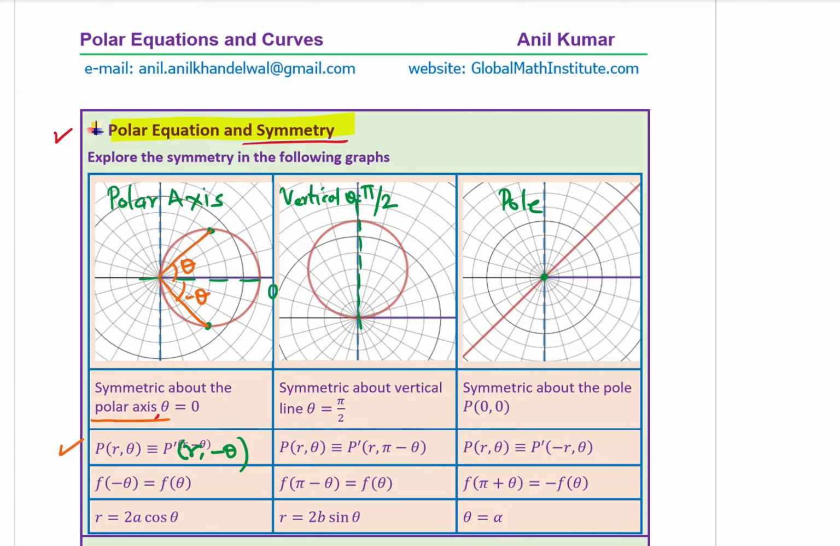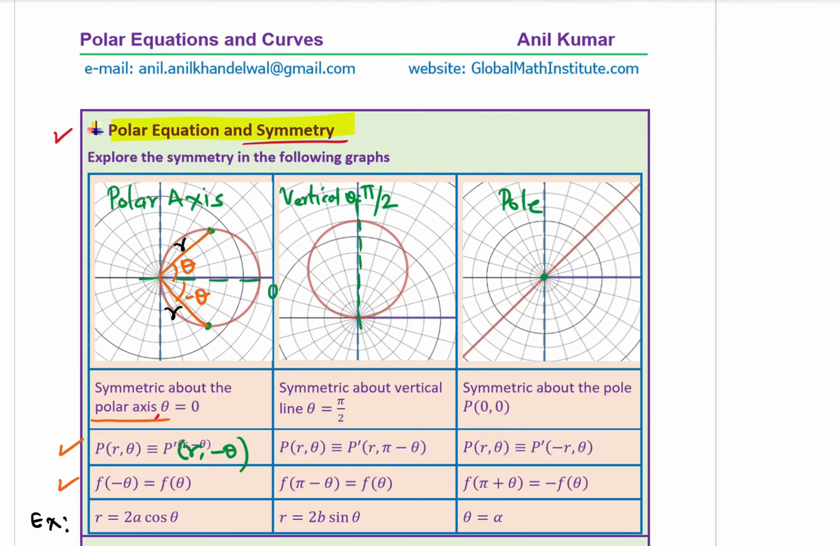It really means that I could always write the equation as f of minus theta equals f of theta. Since the r value remains the same, do you see that? The r value remains the same. So f of minus theta equals f of theta is a way to test the symmetry about the polar axis. An example you can see is r equals a cos theta, right? That is what we did earlier in part 1, correct?